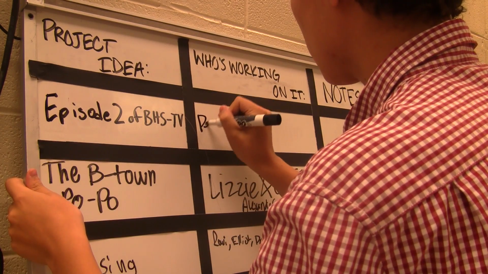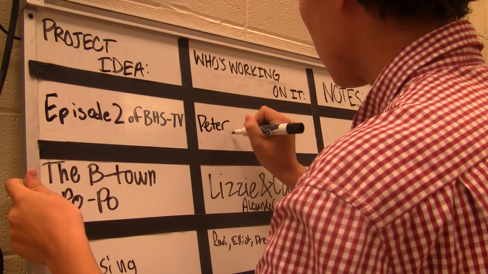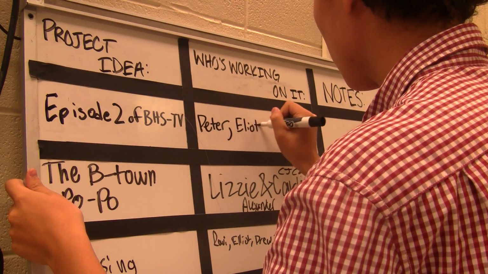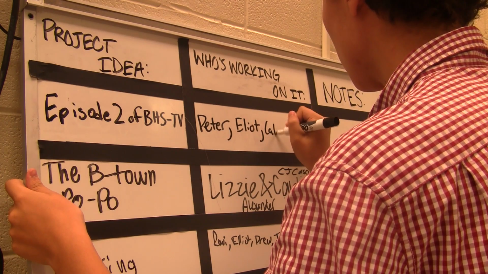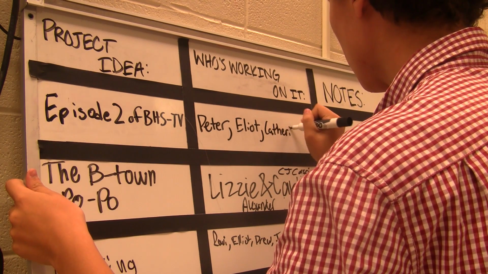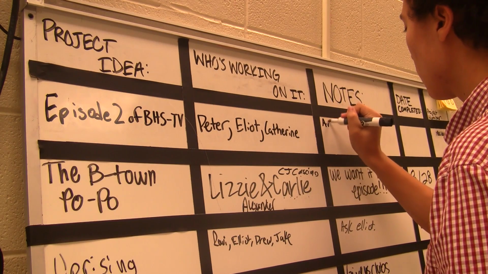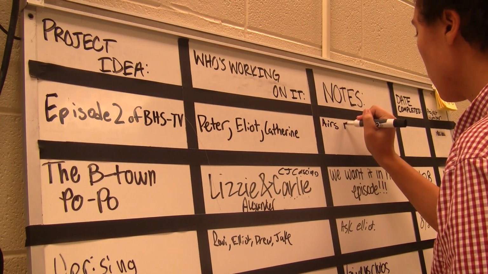In the second column, you write down who is working on it. In this case, it's going to be me, Elliot, and Catherine. If you have an idea for a project but don't have the time to execute it, you can leave this column blank so that other people can fill their names in. In the third column, you write down any notes.